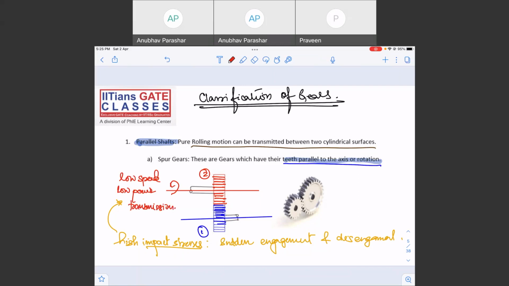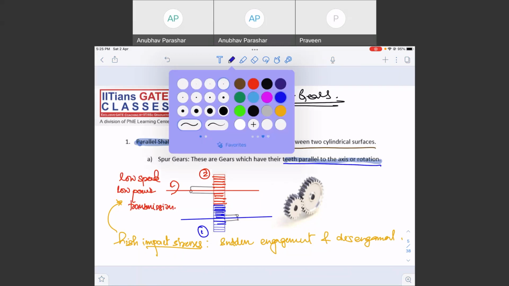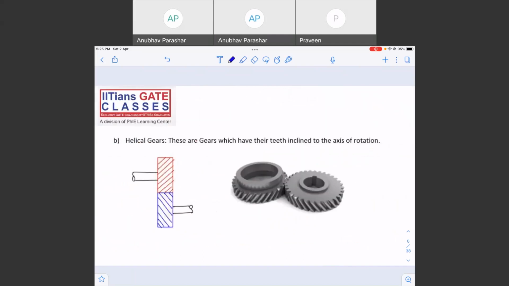And there is one good thing about spur gear: there is no axial stress. You'll get to understand what exactly I mean by no axial stress in a short while.